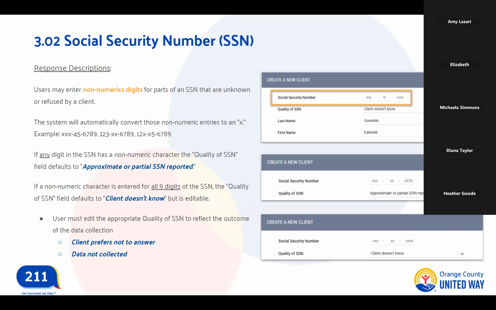However, if a non-numeric character is entered for all 9 digits of the Social Security number, the quality of the Social Security number field defaults to client doesn't know. Users must edit the appropriate quality of Social Security number to reflect the outcome of the data collection. Client prefers not to answer: a client prefers not to provide any part of their Social Security number, regardless of the reason. Data not collected: no attempt was made to collect a Social Security number for the client.